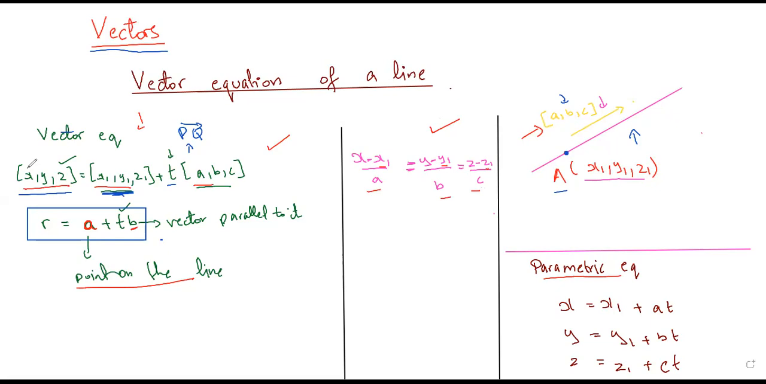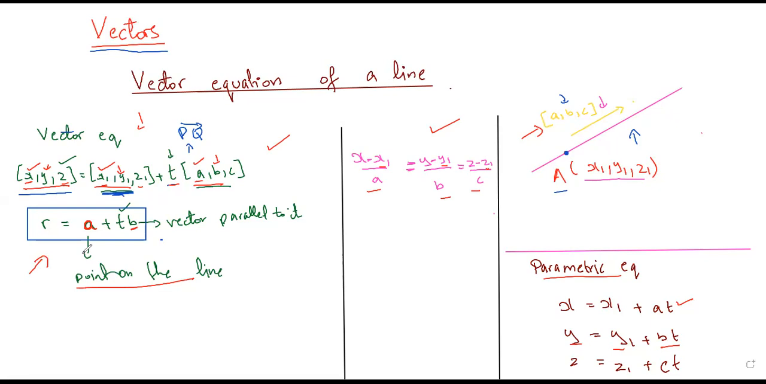Just think about this. If I compare the first components of these three vectors, what do I have? x equals x1 plus at. This is the first one. The second one: y equals y1 plus bt. And the last one is z equals z1 plus ct, right? So these are the three types, but in the questions we will be doing today, I will be using this type, so just focus on this.